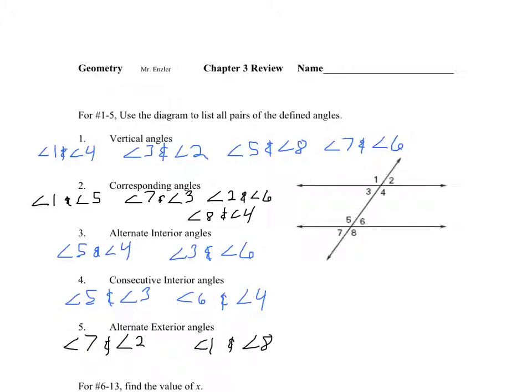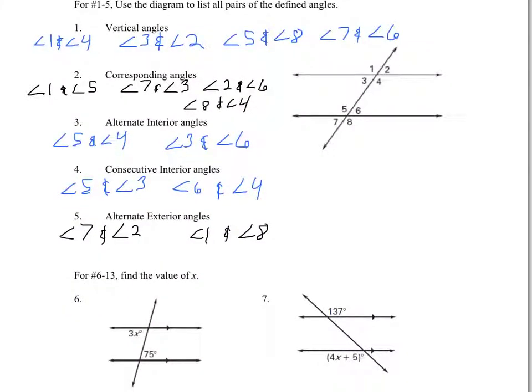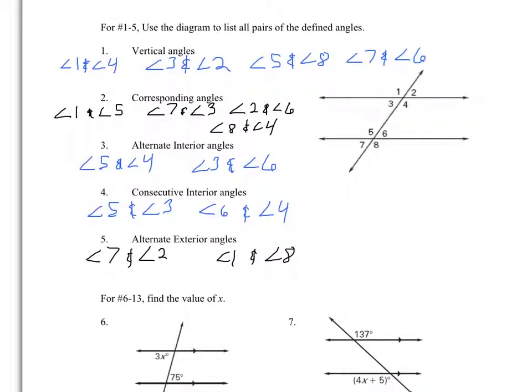Alright, and so that's what we learned in lesson 3.1. That's really the foundation for this whole unit, is knowing these names of different angle pairs that we have when two lines are cut by a transversal. The next thing that we learned in Unit 3 is that when we have the situation of two lines being cut by a transversal, if those two lines are parallel, then some of these types of angles will be congruent and some of them will be supplementary. So let's just review that real quick here.